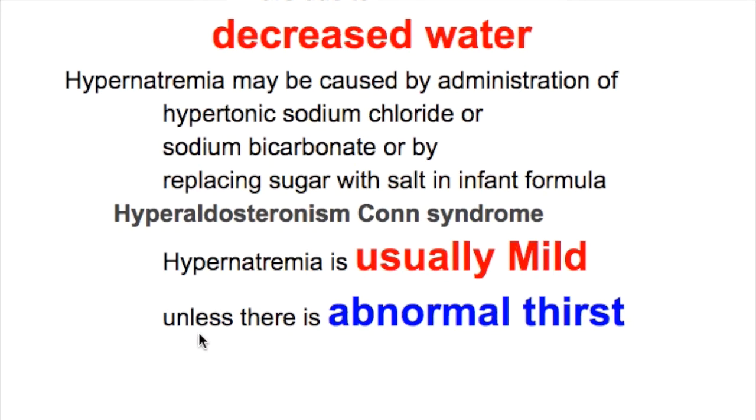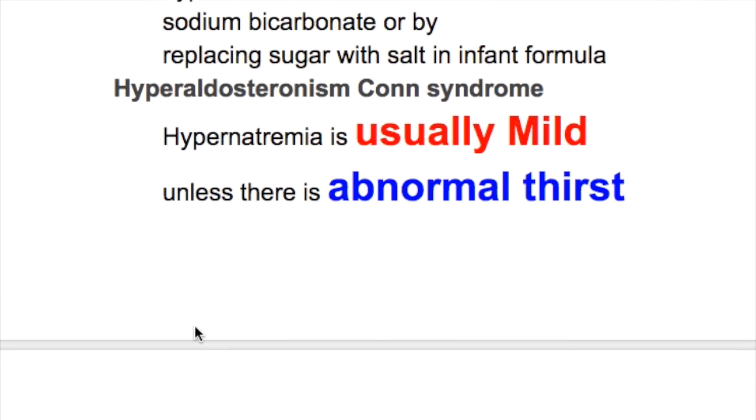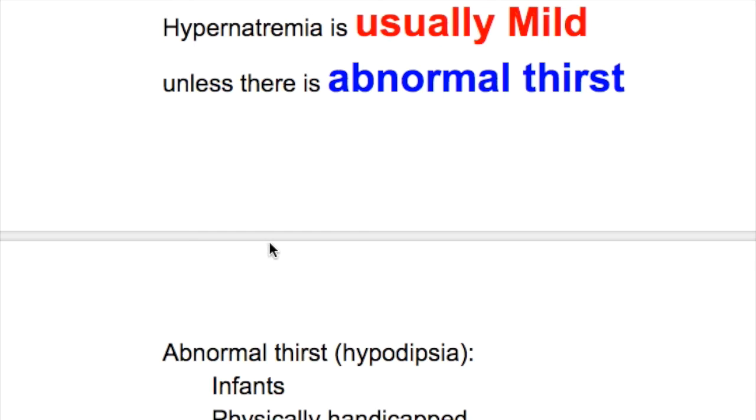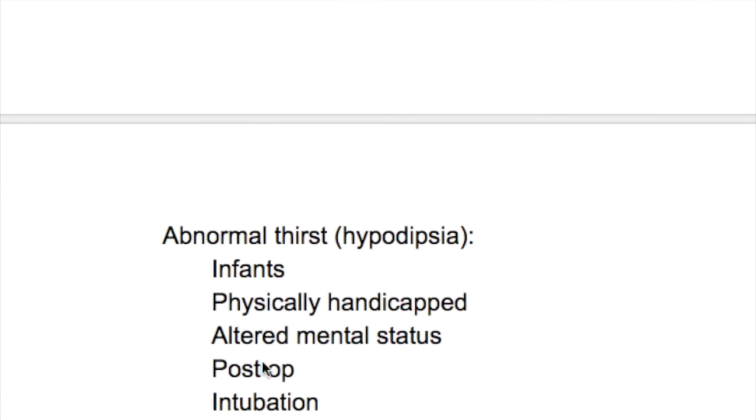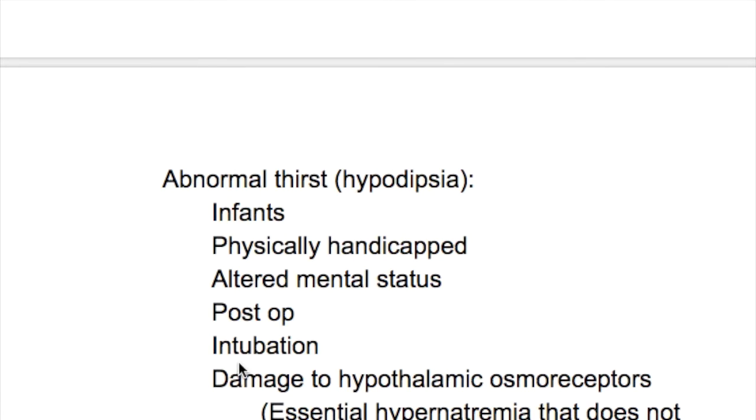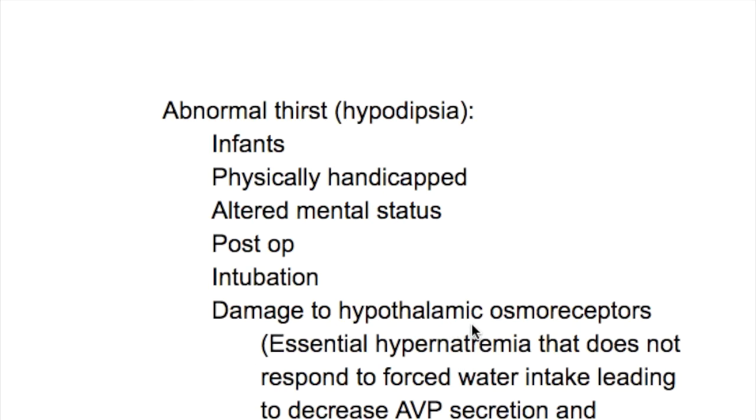Majority of cases of hypernatremia are due to decreased water. Hypernatremia is usually mild unless there is abnormal thirst. So what are the conditions where there is abnormal thirst? As in infants, physically handicapped, altered mental status, post-op intubated patients, and damage to the hypothalamic osmoreceptor.